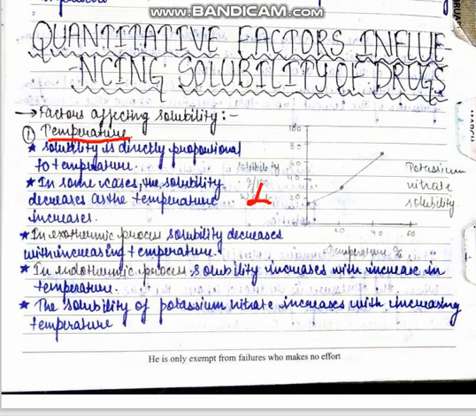So the solubility of potassium nitrate increases with increasing temperature. Here we have taken temperature on the x-axis and solubility of potassium nitrate on the y-axis, and a graph is seen. From this graph it is clear that when we increase the temperature, the solubility of potassium nitrate also increases, and from this graph, for any temperature we can calculate the solubility of potassium nitrate at that temperature.